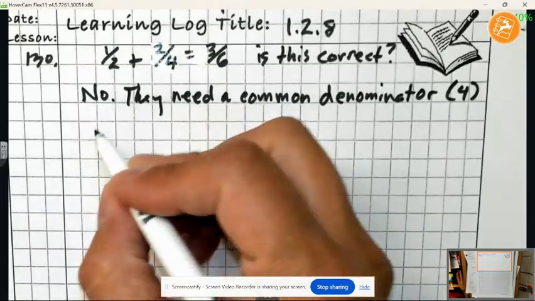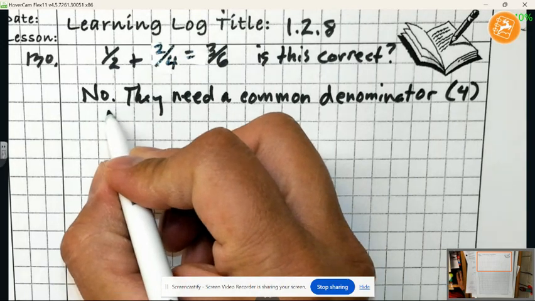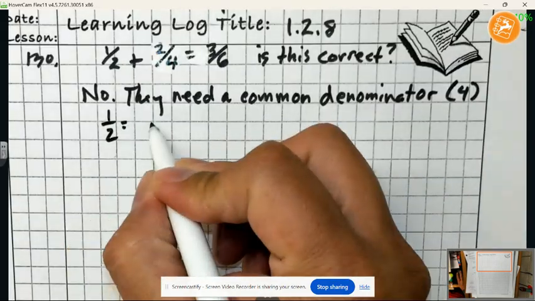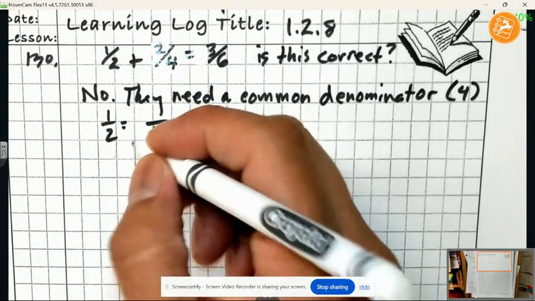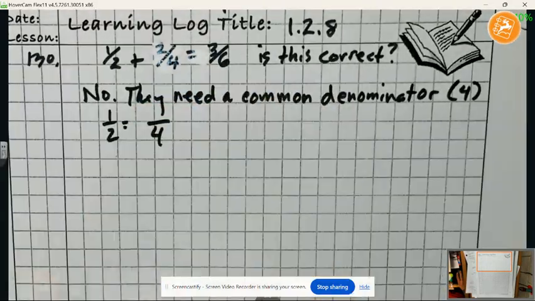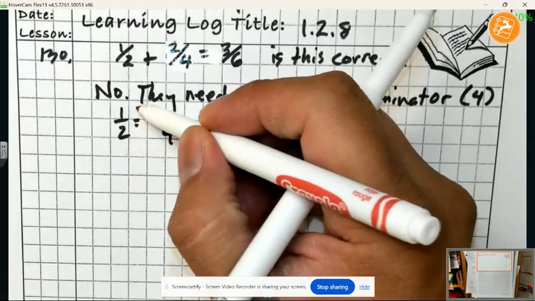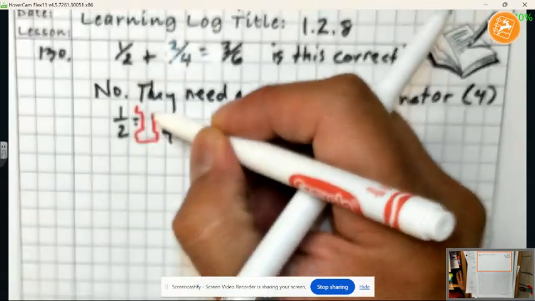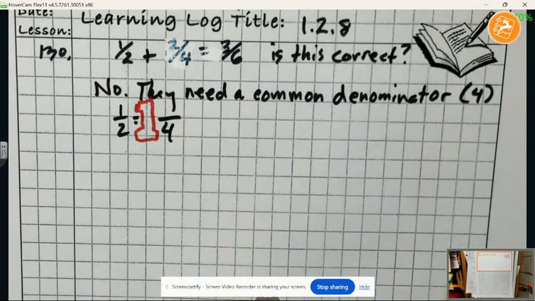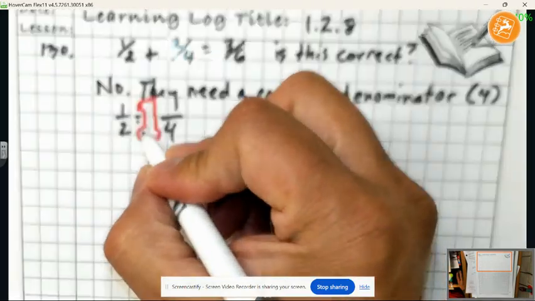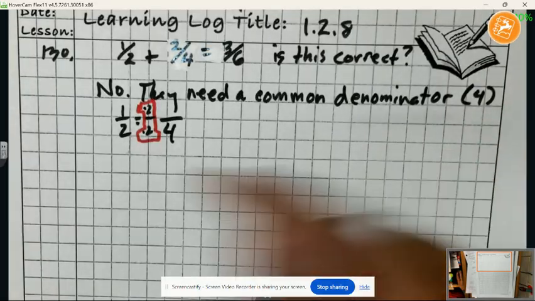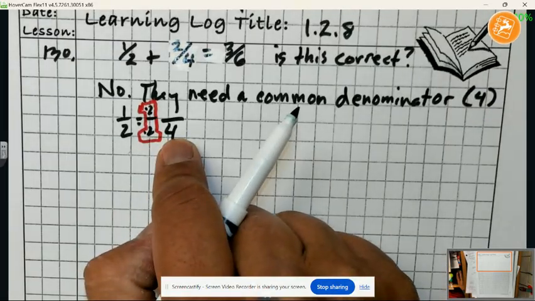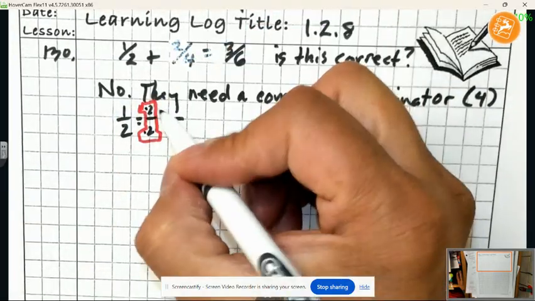So let's start with 1/2. If we're going to change those to fourths, that means we'll need a giant 1. And in that giant 1, we are going to be multiplying by 2 over 2. And so this makes this equivalent fraction 2/4.